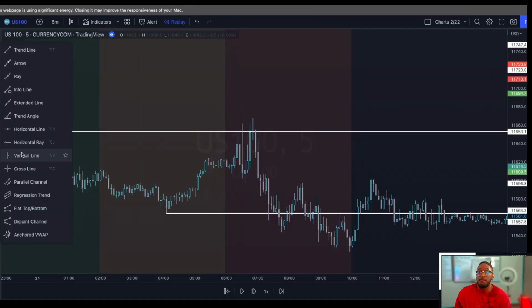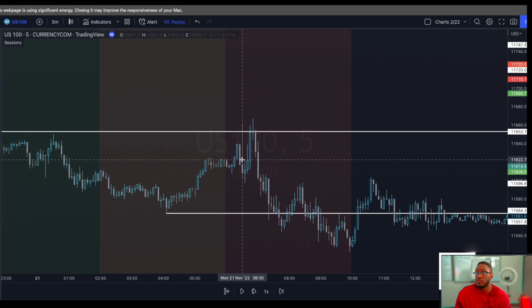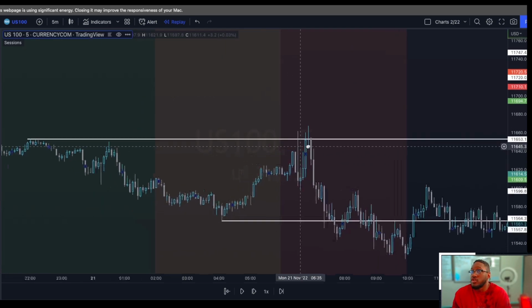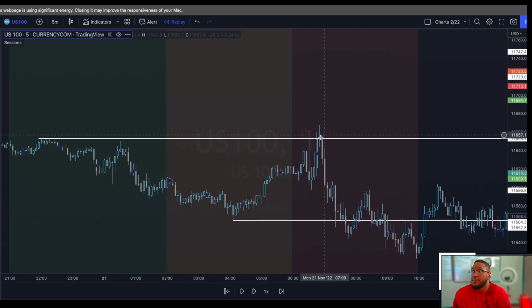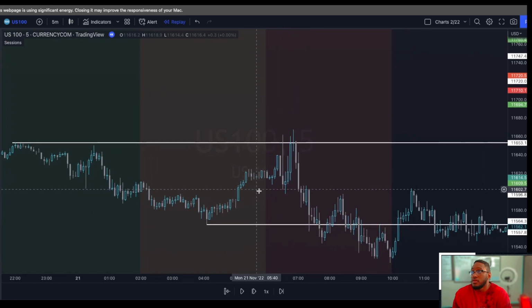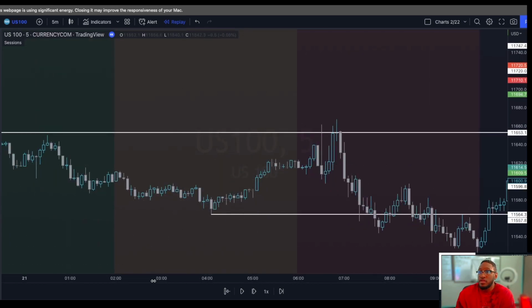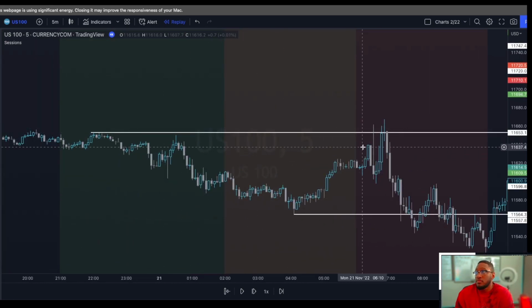Let's highlight the 630. Boom, 630 candle. What happened to this 630 candle? Look at this. Rejection from London's high. Boom, right? All it did was sweep London's high.